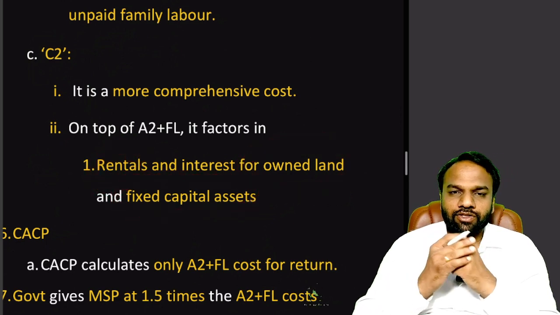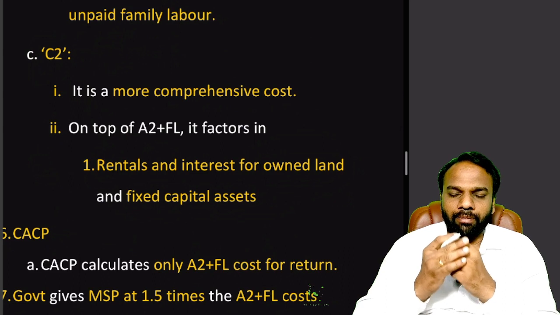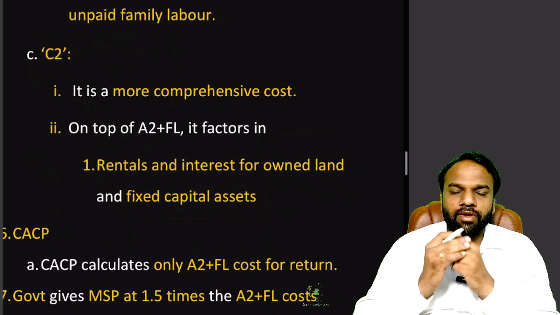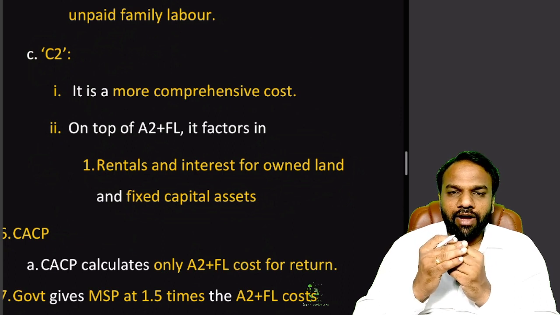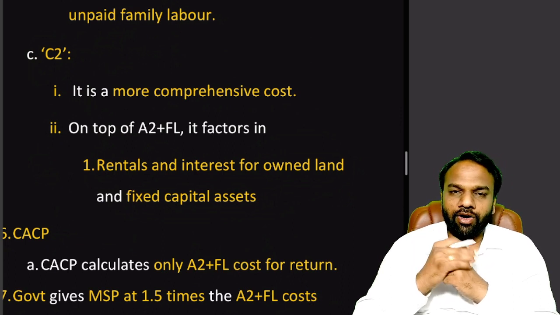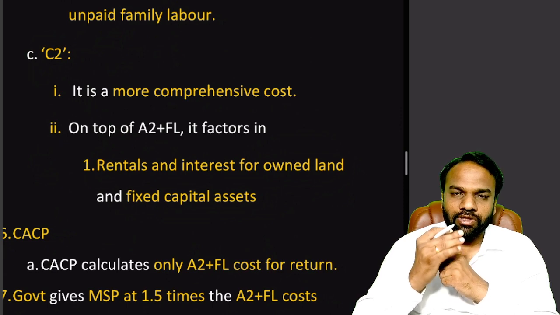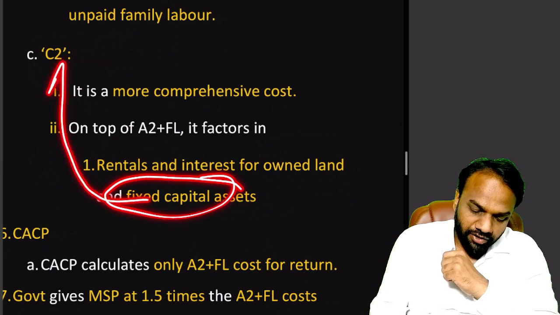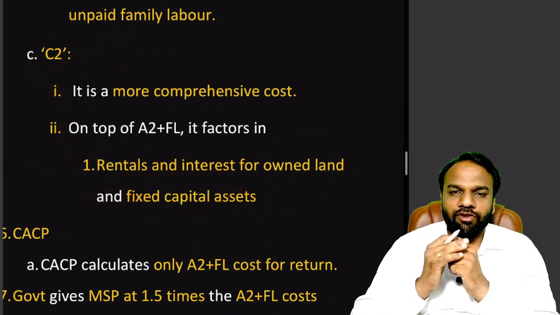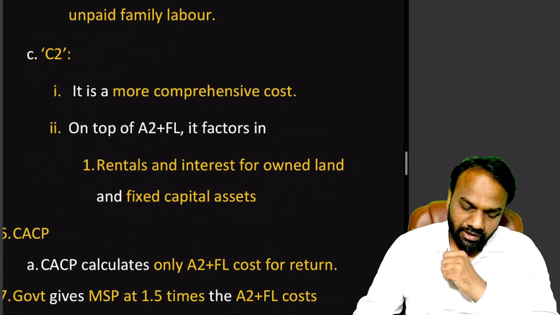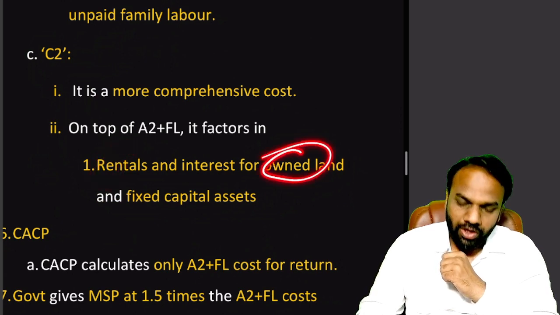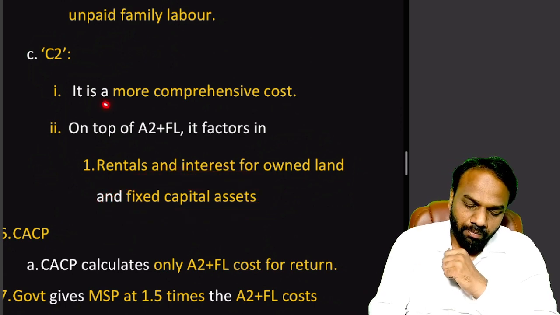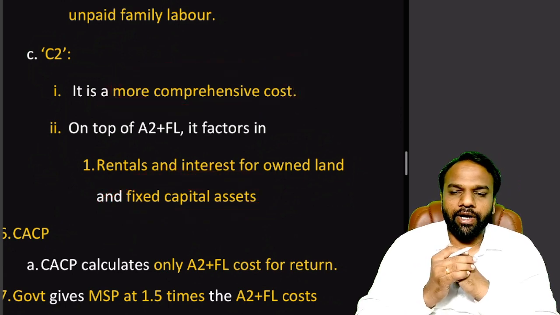So let us assume a farmer in his field uses a fixed capital asset like a tractor. Now the same tractor, if he had taken on rent, then whatever rent he would have had to pay, that amount is also taken in the calculation of C2. So how is C2 different from A2 plus FL? It includes rentals and interest for owned land and also fixed capital assets like tractor. So it's a more comprehensive cost compared to A2 plus FL.